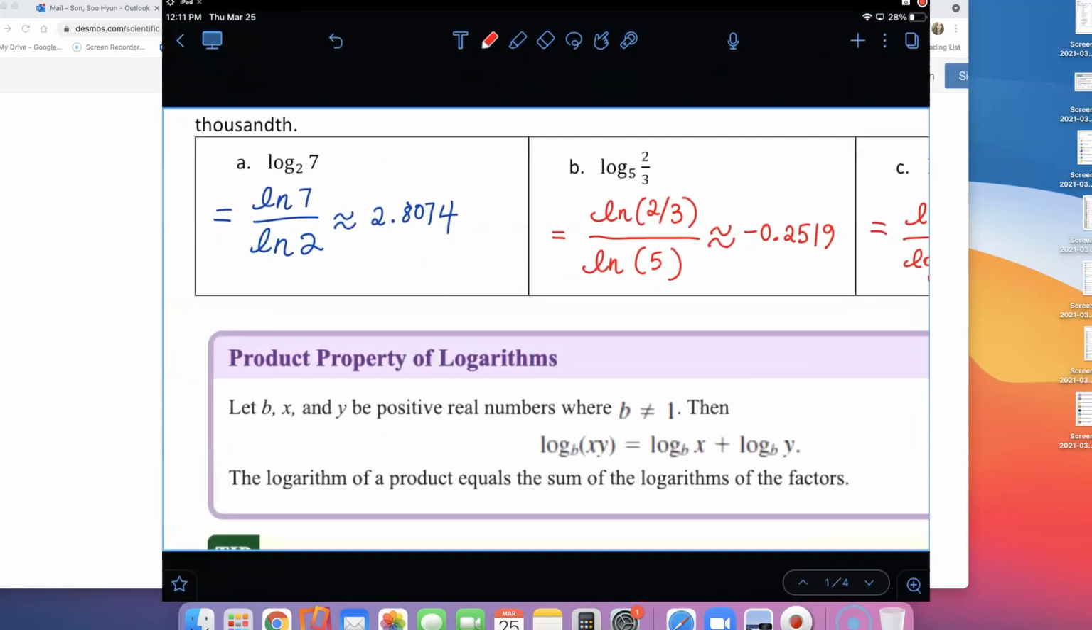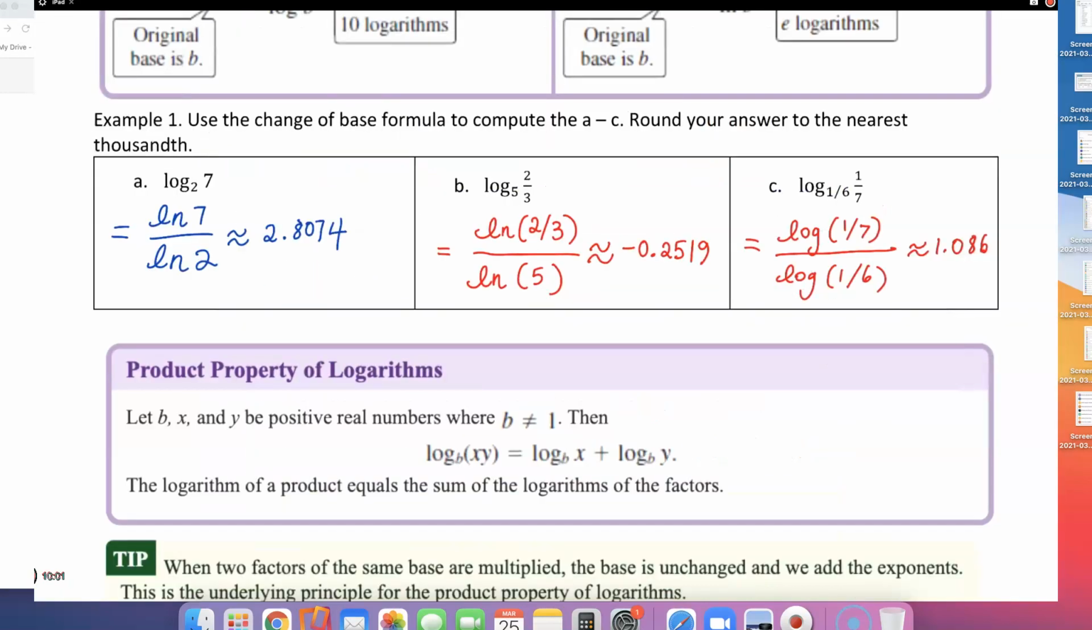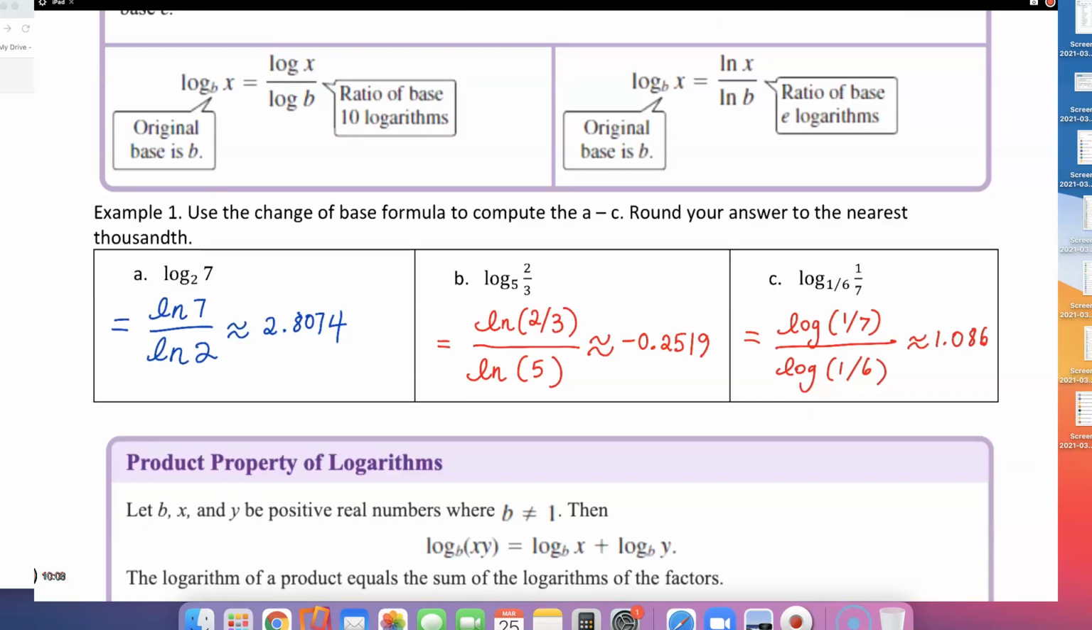So now you know something that will really help you if you have a calculator that doesn't handle any other log bases other than log, the common log, or the natural log. And this is called the change of base formula.